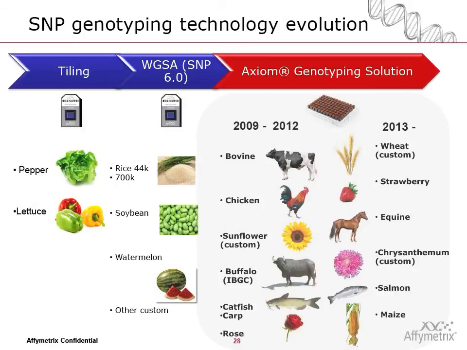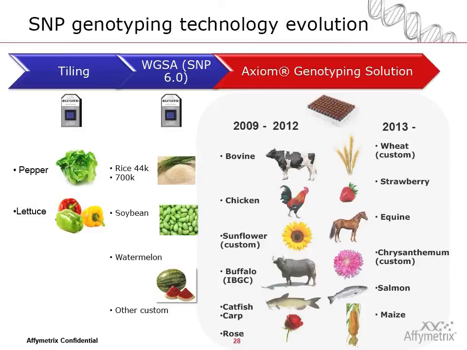We also designed a custom sunflower array. Dr. Williams here is going to talk about the buffalo array, which we designed in collaboration with the International Buffalo Genome Consortium. We also designed a custom catfish and carp array. There's a poster on the carp array right outside this room, poster 93, so if you're interested you can take a look. It talks about how our arrays are designed. I already mentioned the rows array. There's also a breed array that we've designed.